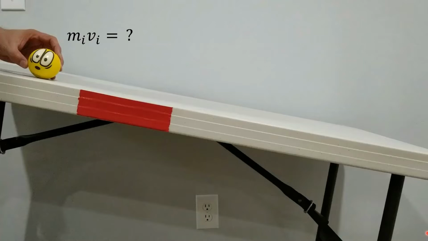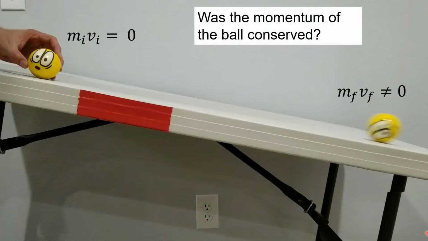So at the start, right as I let go, what was the momentum of the ball? Well, it's not moving at that point, so its momentum is going to be zero. Later on, it obviously had some speed, so it has some momentum. What would that momentum be? Well, I actually don't really care to define it specifically. My point is that it's not zero. So was the momentum of the ball conserved? Well, obviously, no, it wasn't.